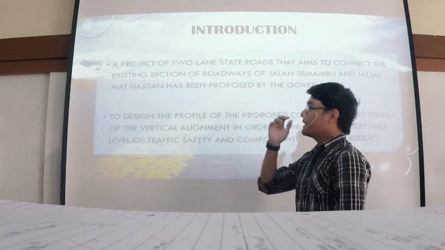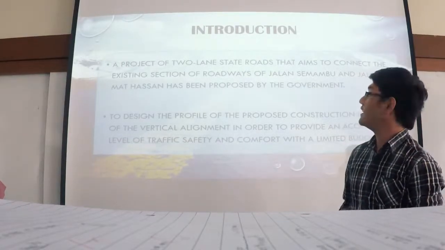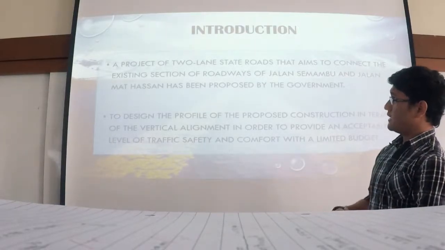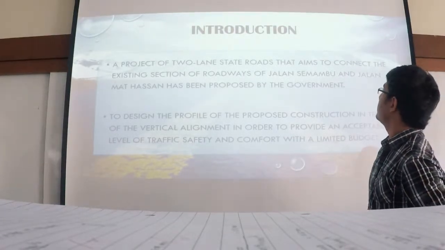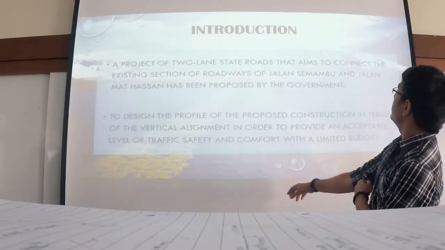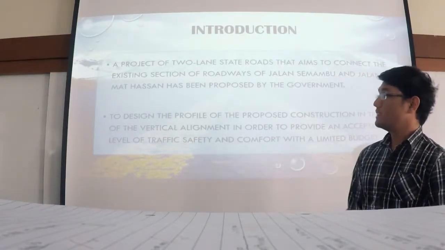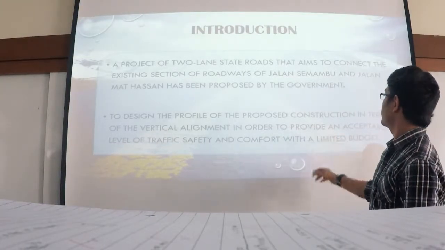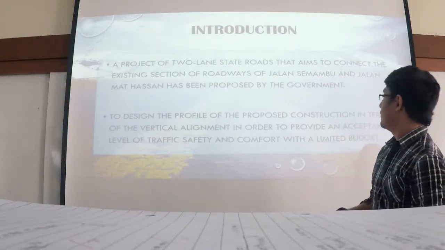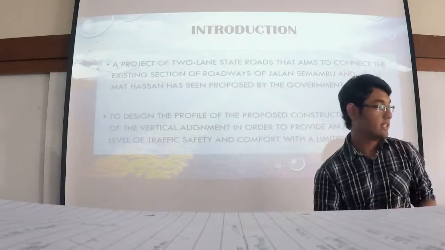The first part is the introduction. Basically, we are doing the assignment project given by Dr. Fauzan. In this project, we are going to do a two-lane state road that aims to connect a section of roadway between two roads, Jalan Semabu and Jalan Mat Hassan. We need to design the profile of the proposed construction in terms of vertical alignment in order to provide an acceptable level of traffic safety and comfort with a limited budget.